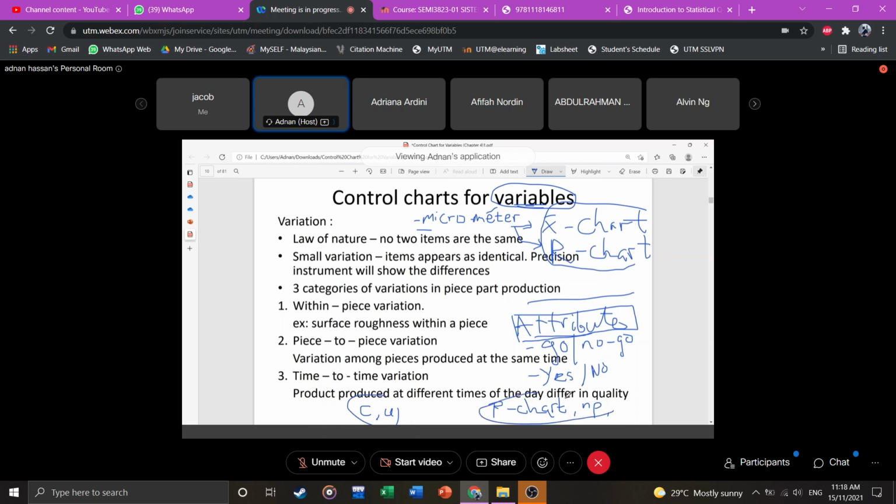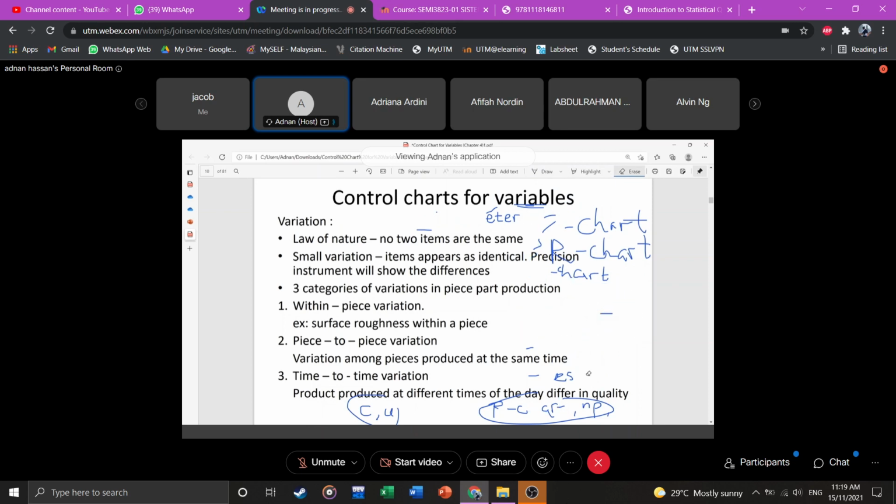For variables there are many other charts, but first we just look at X bar chart and R chart. Sometimes we use X bar and S chart, where S is for standard deviation. Range is simpler compared to S chart. So we can use X bar chart with R chart, or X bar chart with S chart. These are just a general introduction on different types of chart.